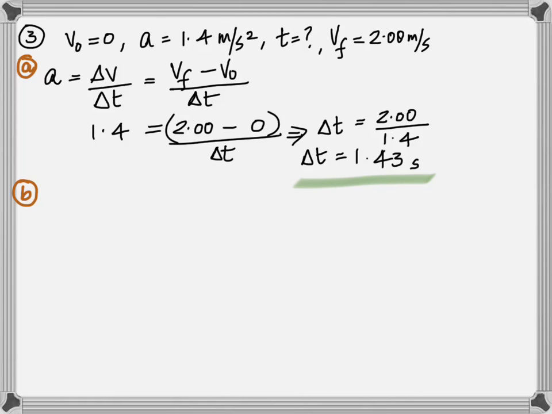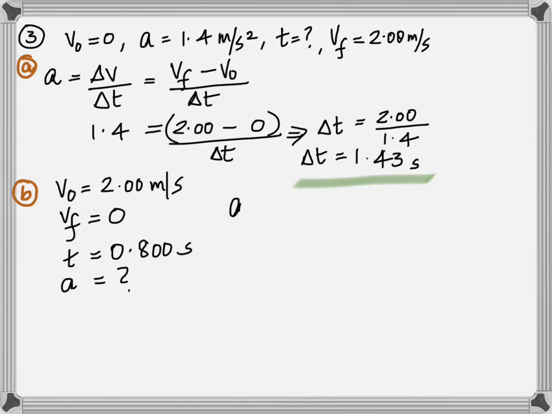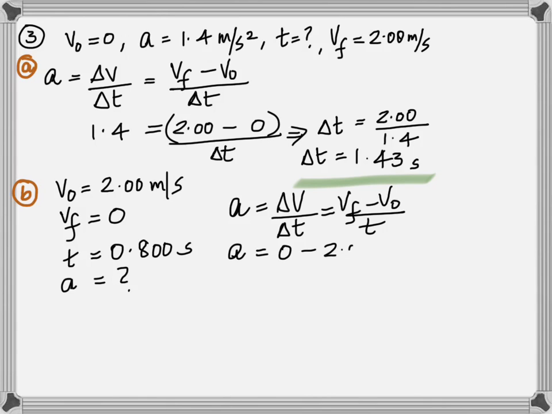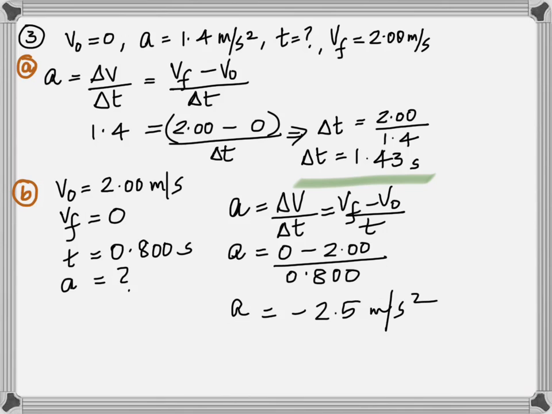In the second part, she then brakes to a stop in 0.800 seconds. So now her initial velocity is 2 meters per second. Her final velocity is 0. The time is given, you've got to find the acceleration. Again, use the same formula. Obviously, you're going to get a negative because she's slowing down. You get negative 0.25 meters per second squared. Actually, negative 2.5 meters per second squared.